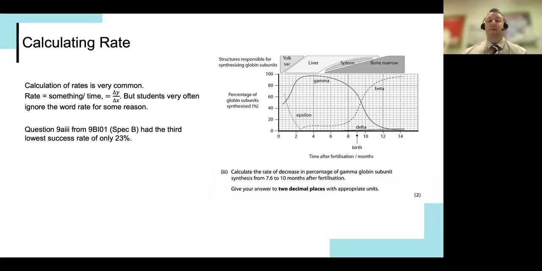They must not ignore the fact that the answer must be given to two decimal places with appropriate units. That's where the 2 marks come into play here. They must not ignore it, and that's why it's in bold, so that students pay particular attention to it. However, it is one of the things students miss the most.